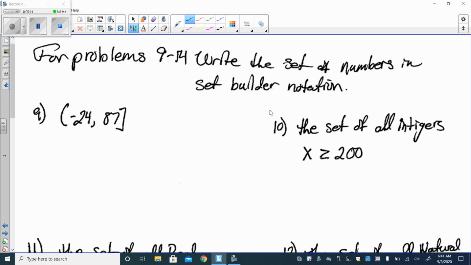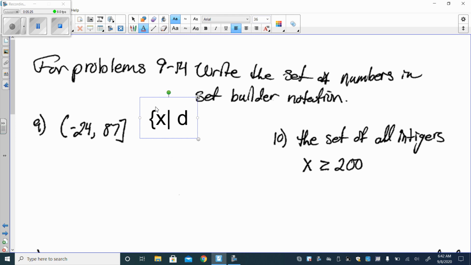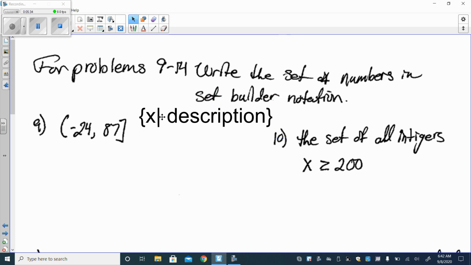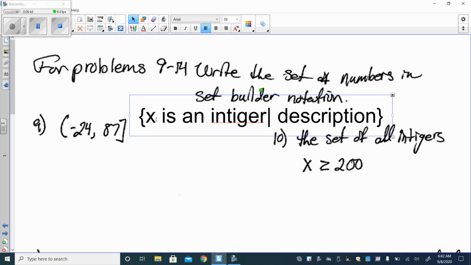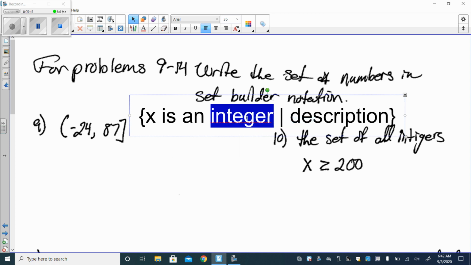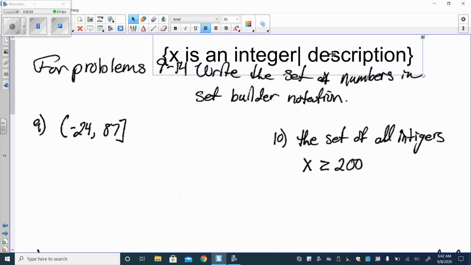Now set builder notation. Set builder notation is going to be written in this kind of form. We'll have a curly bracket, x, bar, and then our description. That is how most of these are going to be set up. The only way that this will change is if x is an integer, then we'll have to change it, like number 10. But otherwise, it will remain in that form.